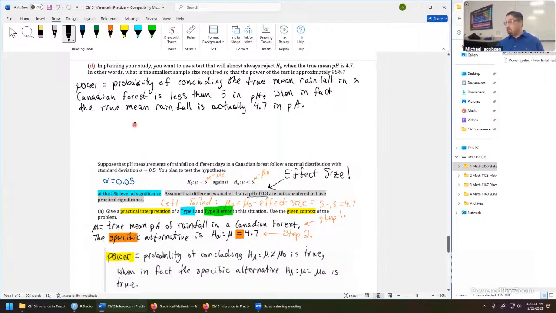Now we're going to calculate it, but any questions first, folks? Just writing out what power is.